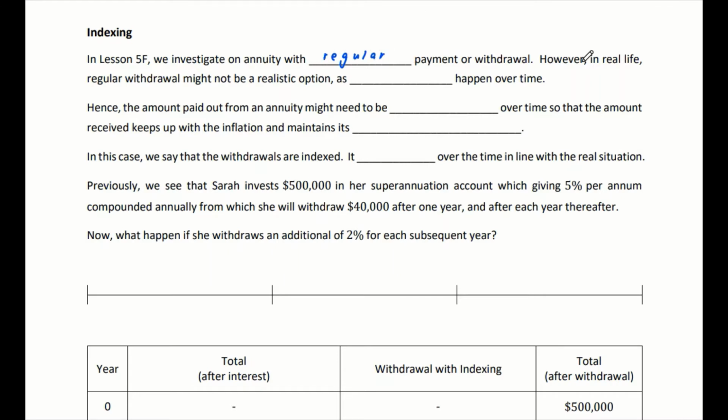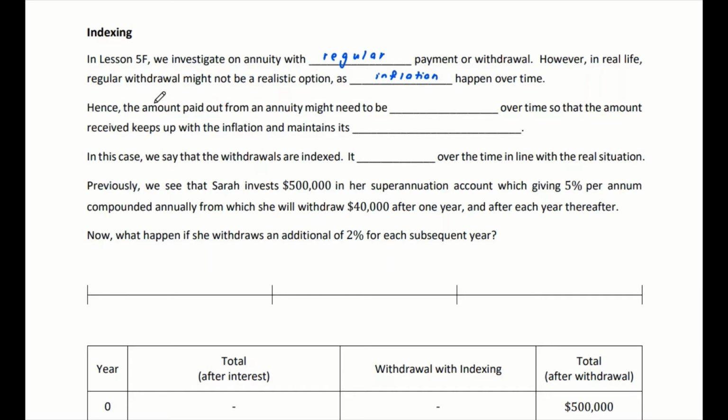However, in real life situations, regular withdrawal might not be a very realistic option because we know that inflation happens over time. After you retire, if you are planning to keep up your annuity account for 20 years, and you are withdrawing 3,000 per month, then the 3,000 in the first year is not going to be the same as the 3,000 in the 10th year. You get what I mean, right?